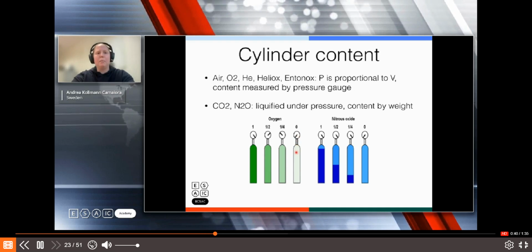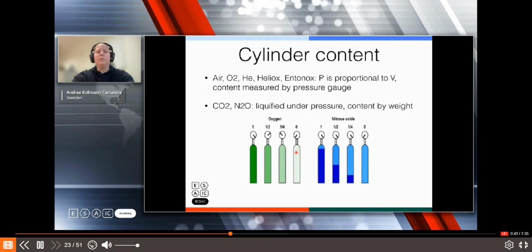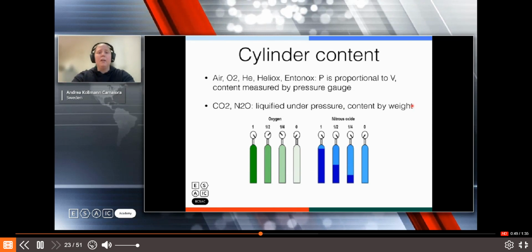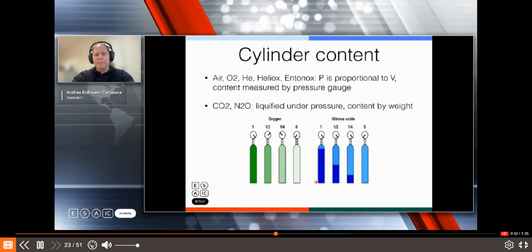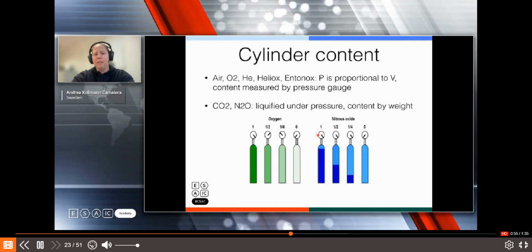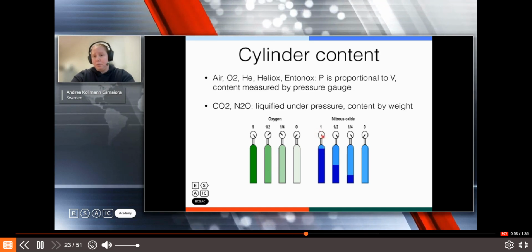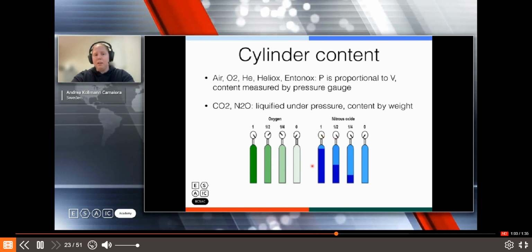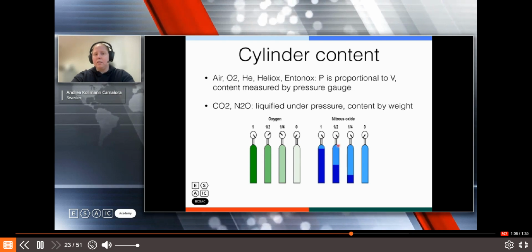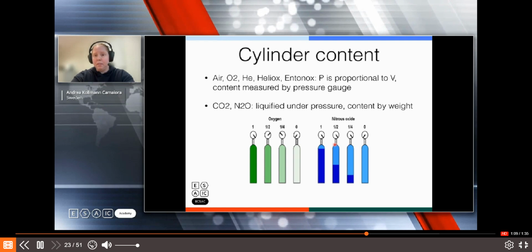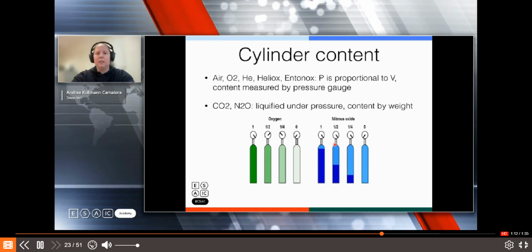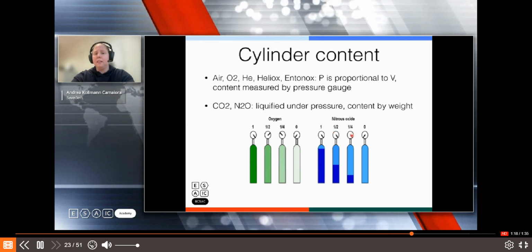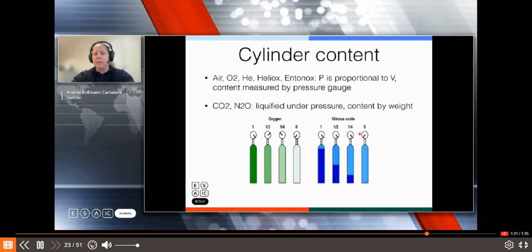But this does not happen with N2O and CO2 because they're liquefied under pressure. So their content is measured by weighing them. So you have your cylinder of N2O to the max, and the gauge measures that it's full to the max. But then you remove some, and immediately the liquid moves into gas. And it's totally saturated with pressure from that liquid going to gas. So the gauge will still mark that it's full. And then you remove some, and the same phenomenon happens. And the gauge marks that it's still full. And then you remove everything, and suddenly it's 0.